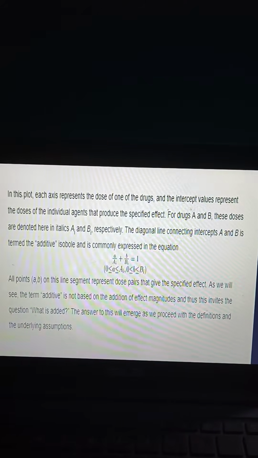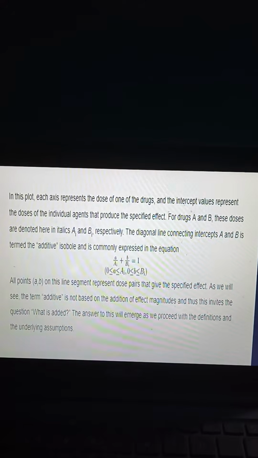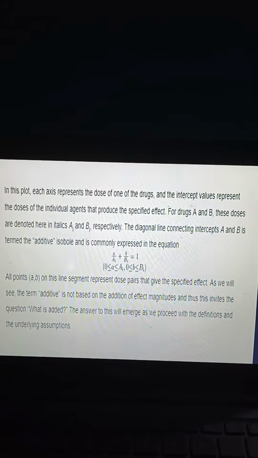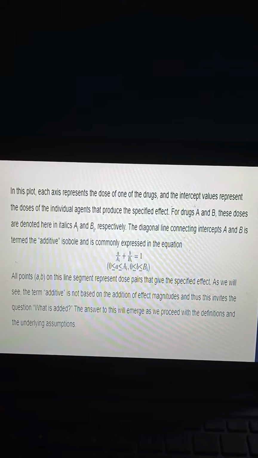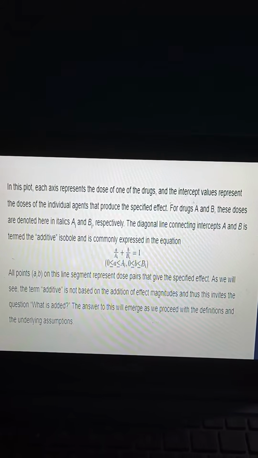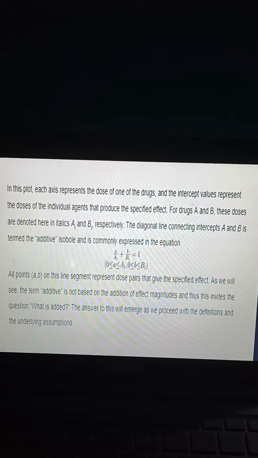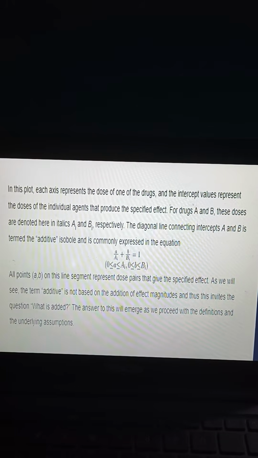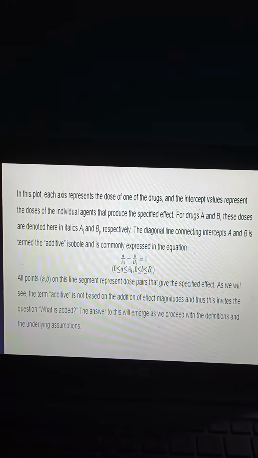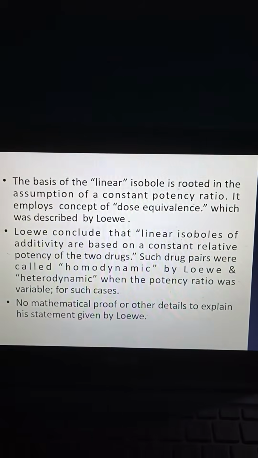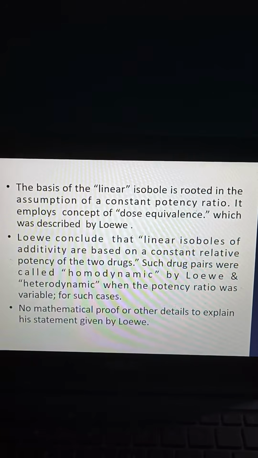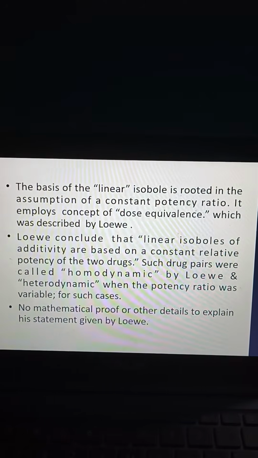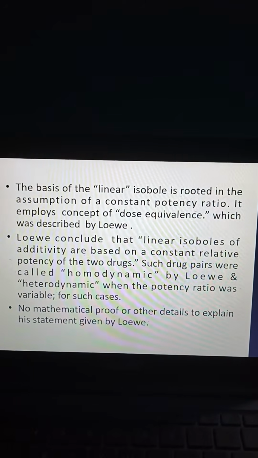As we will see, the term additive is not based on the addition of effect magnitudes, and thus this invites the question: what is added? The answer to this will emerge as we proceed with the definitions and the underlying assumptions. The basis of the linear isobol is rooted in the assumption of a constant potency ratio. It employs the concept of dose equivalence, which was described by Loewe.